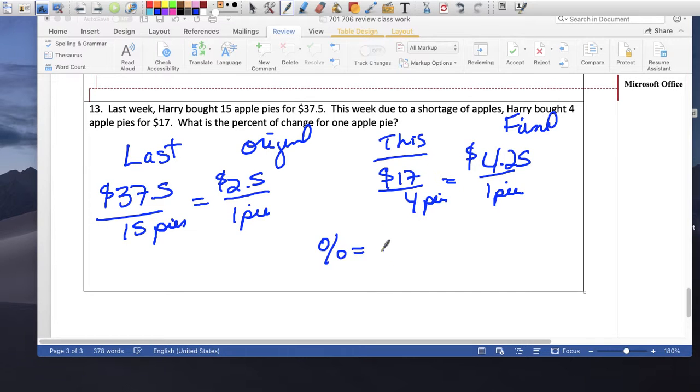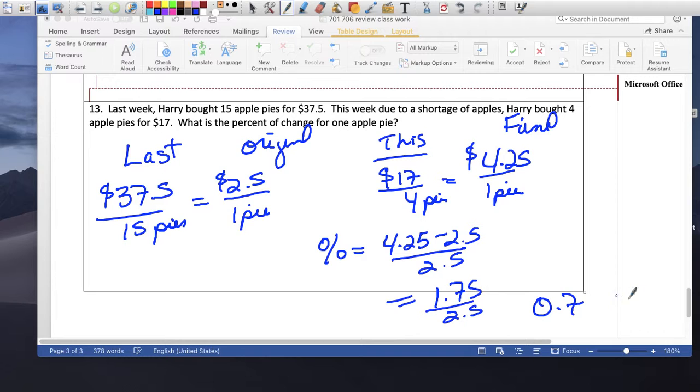It's final minus original over original. Just type that in your calculator. 4.25 minus 2.5 equals 1.75. Write it down, and then we're going to divide that by 2.5. In the calculator, you're going to get 0.7. If you change that to a percent, it's going to be 70%. So there was an increase in price of 70%.